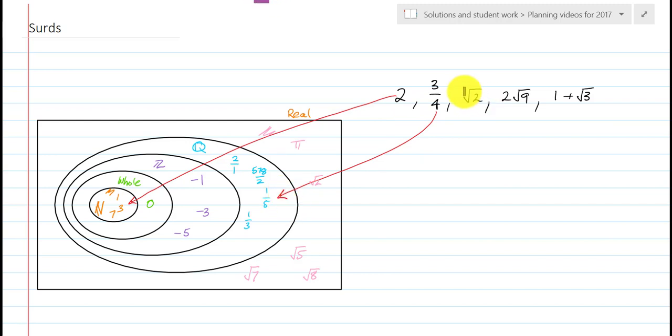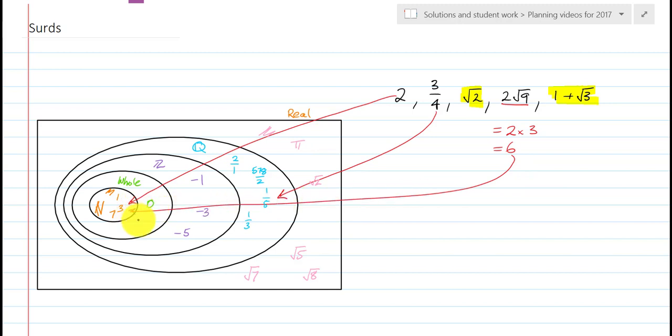Root 2 is a surd, it doesn't simplify. And 1 plus root 3 is a surd. The 1 is a natural number, but the root 3 is a surd, so therefore the addition of those two is also a surd. But the other number there, 2 root 9, is equal to 2 times root 9, which is 3. That's actually equal to 6. So this is another example of a natural number.